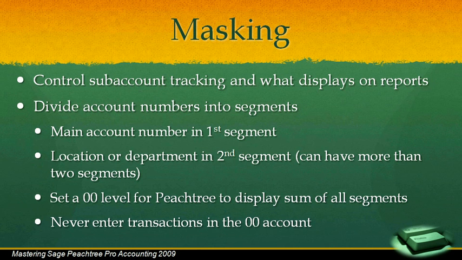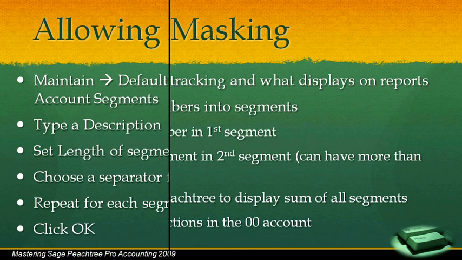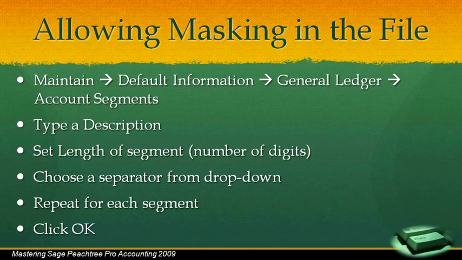If you're working with masking, you always want to set a -00 level for Peachtree to display the sum of all segments. Then in your reports, you can say, I don't care about location or department, just show me all of my computer training. You're never going to enter transactions into the -00 account. In order to use masking, you have to make a little change in your file. It's not really that difficult.